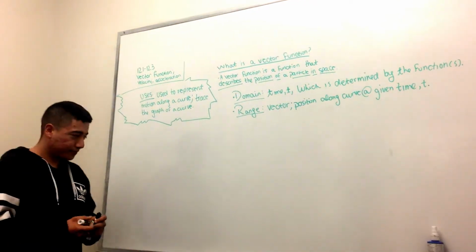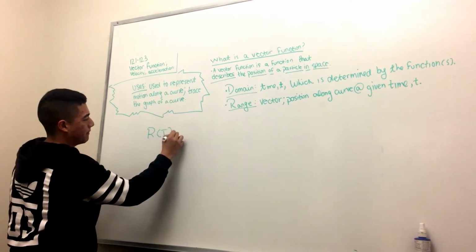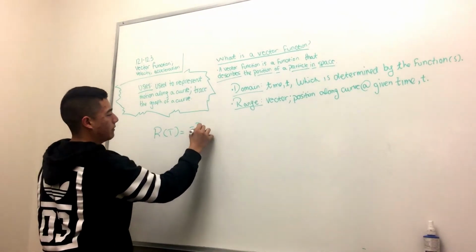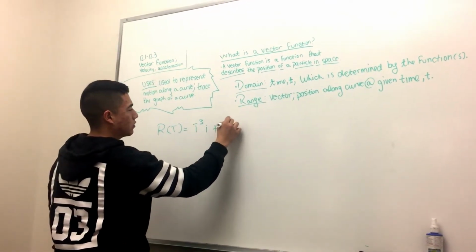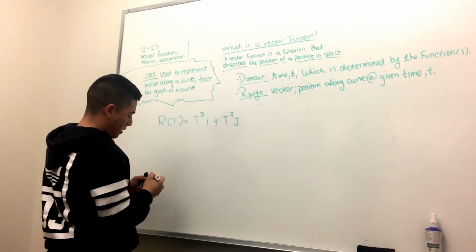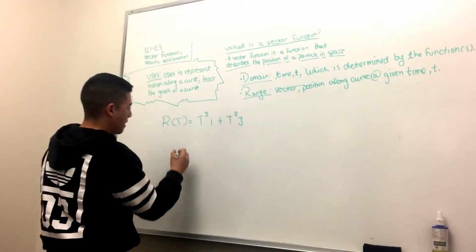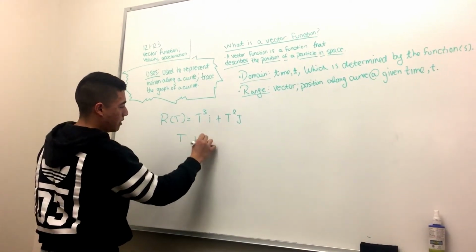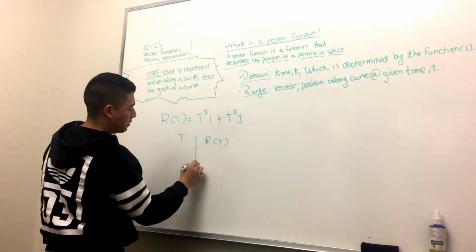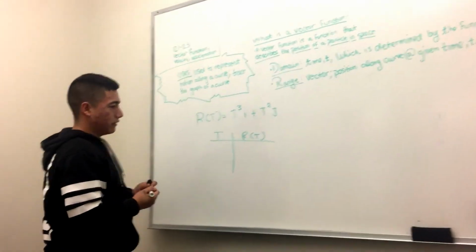For example, we have this function, t cubed i plus t squared j, where t cubed i is my x component and t squared j is my y component. At any given time, we will have a unique vector for this function.